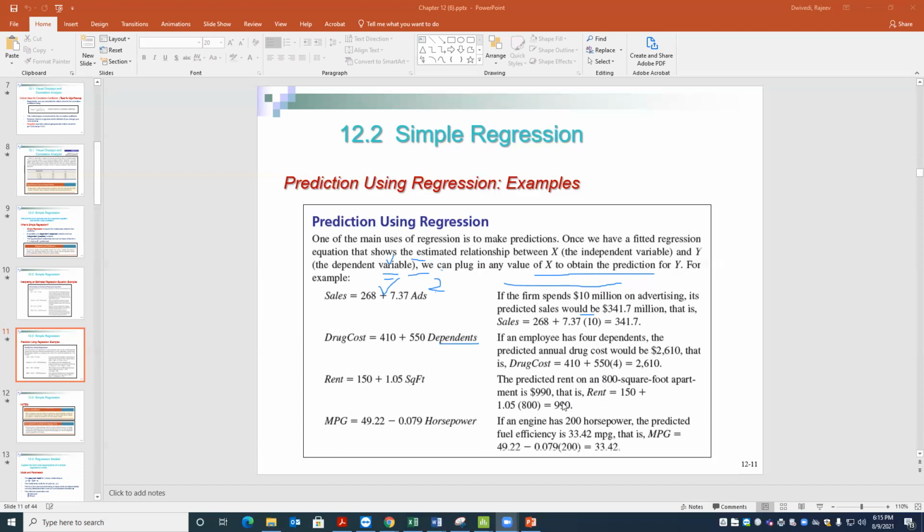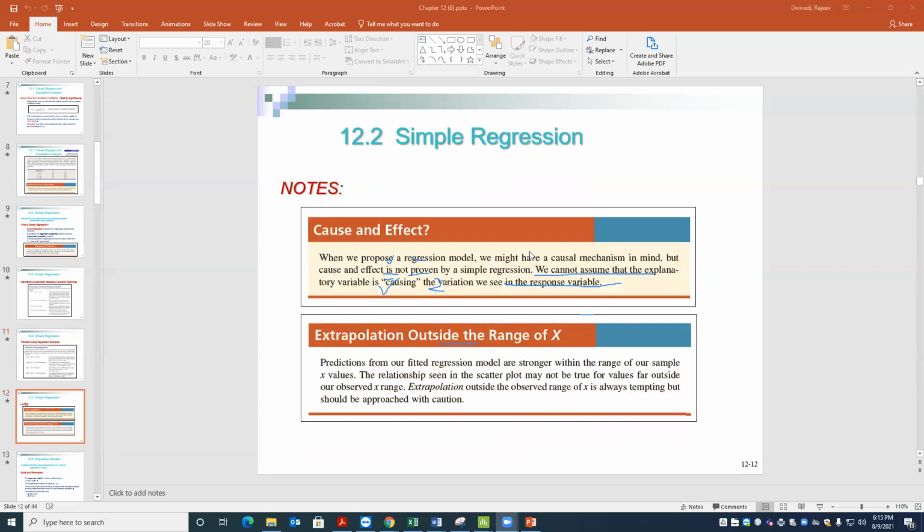Also you can check apartment rent and housing prices. Housing prices are a very good example: the square feet and the related prices. So this is the importance.